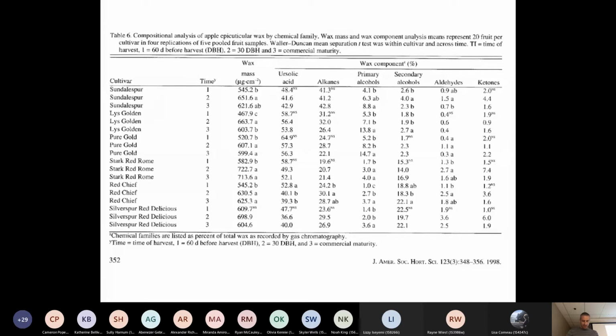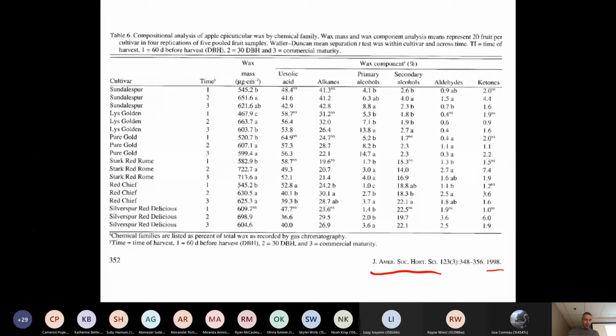This is another one. This is another paper from the Journal of the American Society of Horticultural Science. This is an older one too, published in 1998. Actually, I'm not going to say this is older. If it was published after I was born, then it's a new paper. If it's older than me, like the previous paper, then great.